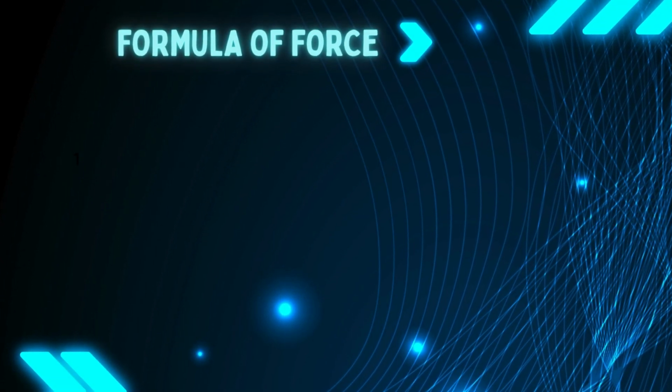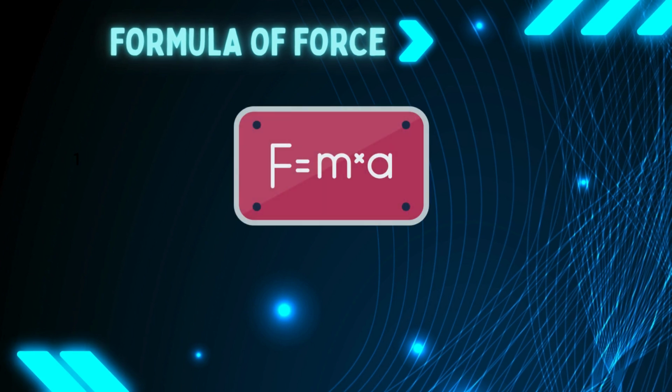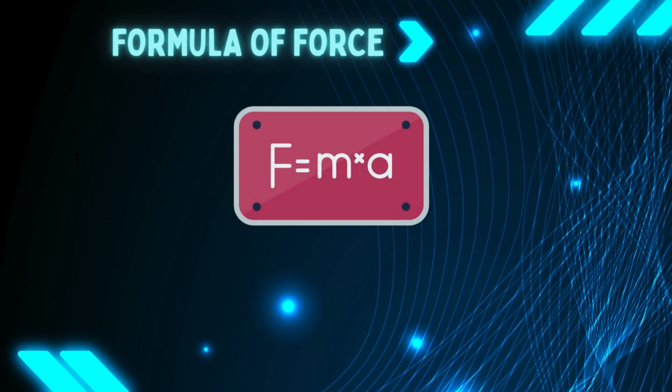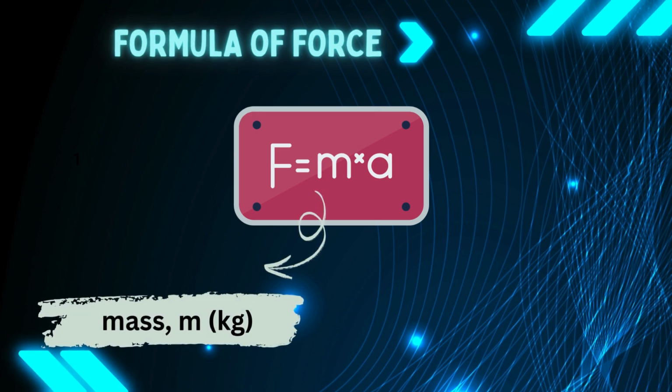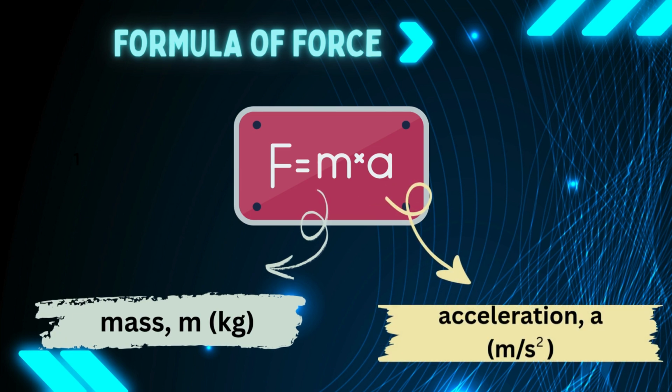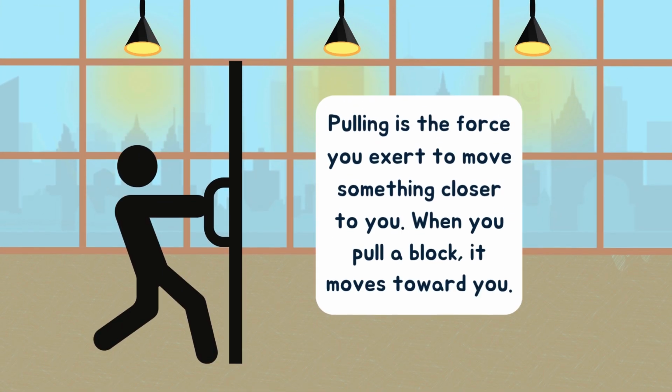The formula of force is F is equal to M multiplied with A. M is the mass in kilogram and A is acceleration in meter per second squared. Pulling is the force you exert to move something closer to you. When you pull a block, it moves towards you.